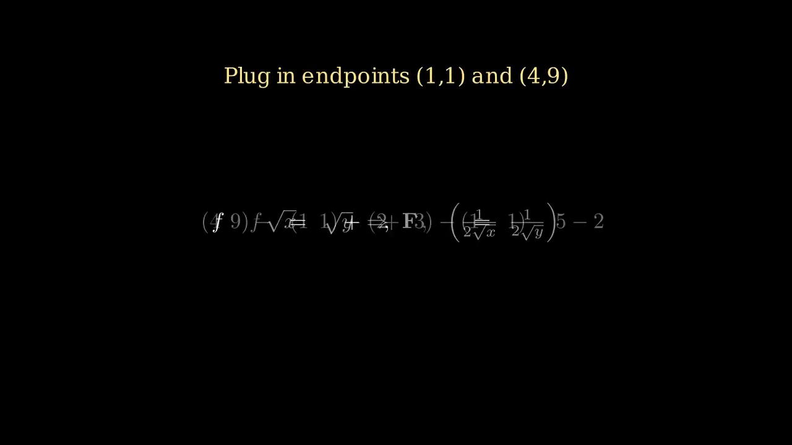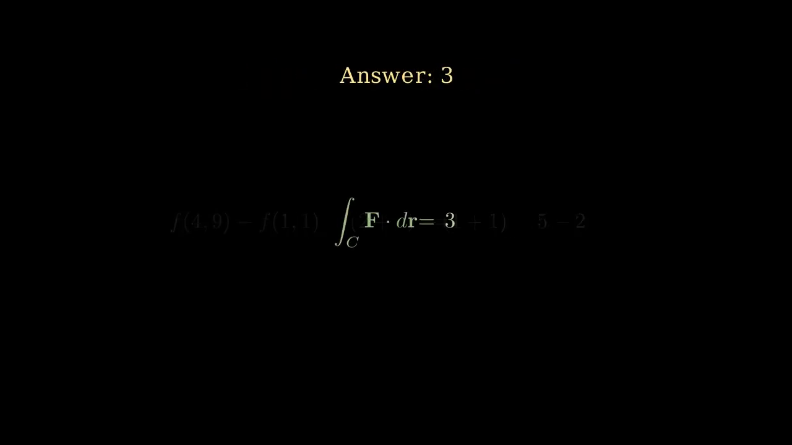Part C, the potential is f equals root x plus root y, so the field is 1 over 2 root x, 1 over 2 root y, from 1, 1 to 4, 9. Compute f at 4, 9, minus f at 1, 1, that's 2 plus 3 minus 1 plus 1, which is 5 minus 2. Answer 3.